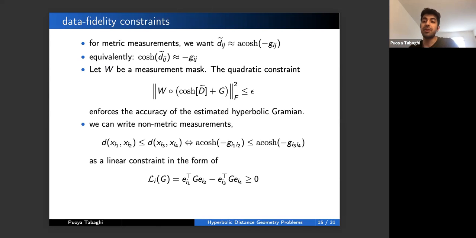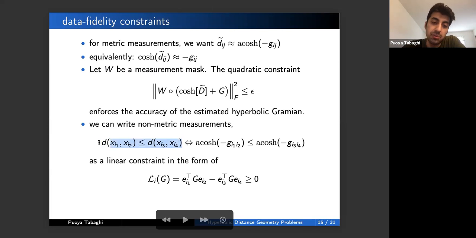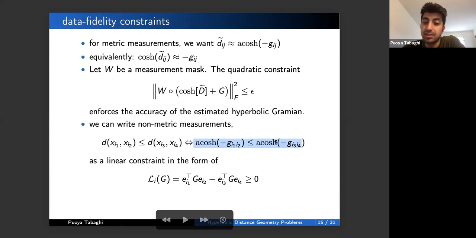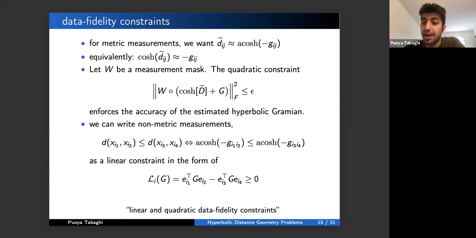And as I mentioned, non-metric measurements are basically distance comparisons. So we have these constraints. We want some distances to be less than some other distances, based on the similarities that we measure. If we follow the definition, we have this, and because inverse hyperbolic cosine is a monotonic function, they will have this constraint as a linear inequality constraint on G, basically. So the bottom line is that linear and quadratic data fidelity constraints can impose a good embedding-like constraint for metric and non-metric data.